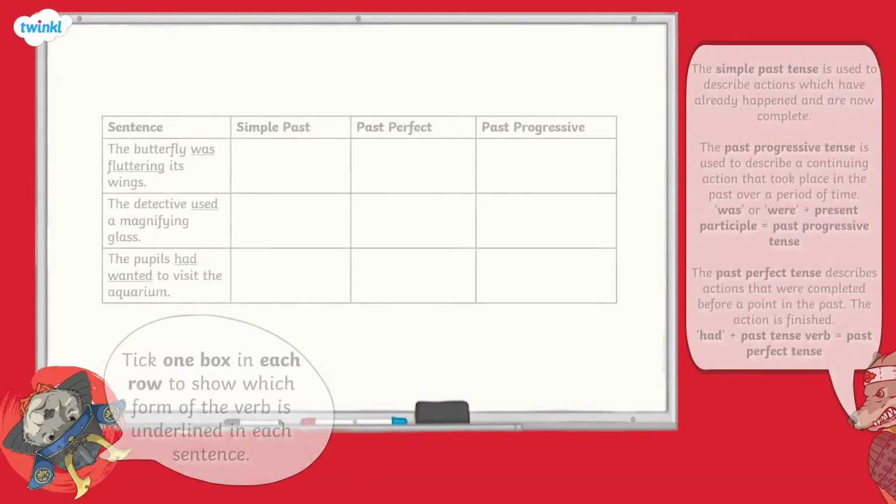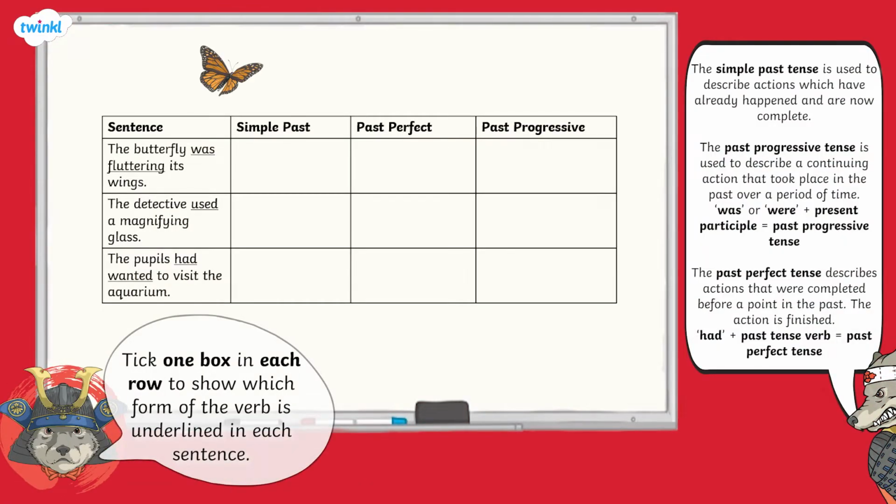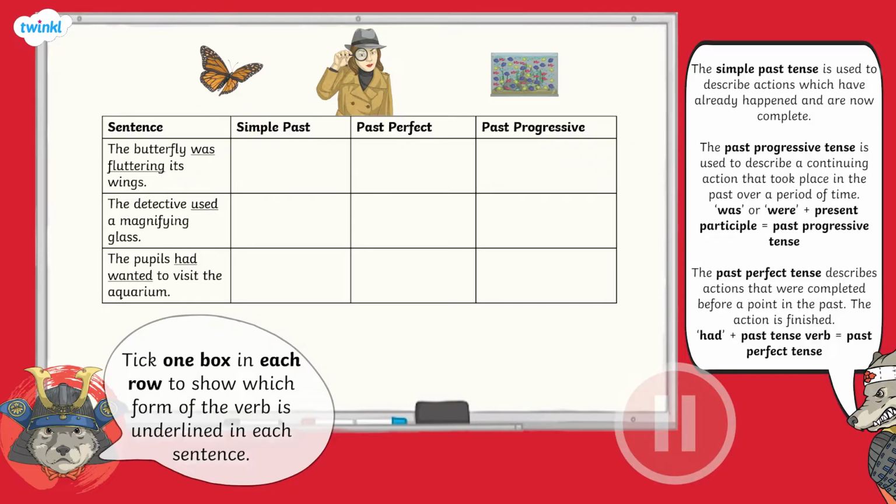Now let's take a look at the first question. You need to tick one box next to each sentence to show which verb is underlined in those sentences. The butterfly was fluttering its wings. The detective used a magnifying glass and the pupils had wanted to visit the aquarium. Before you try and complete the question, think back to what you have already learnt about the different tenses and how they are formed.